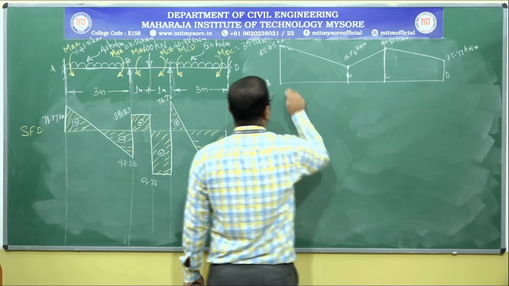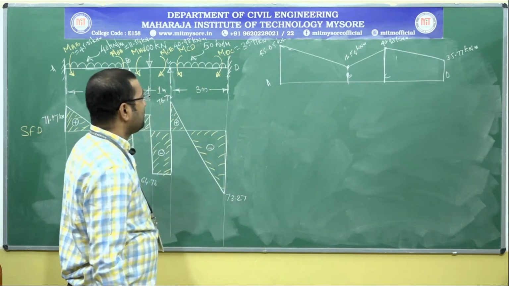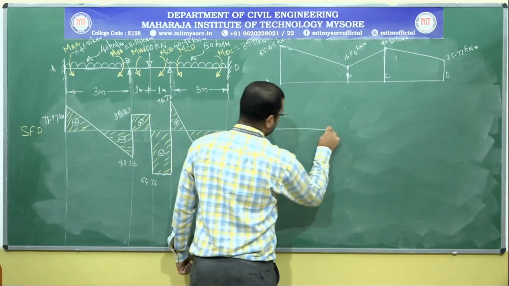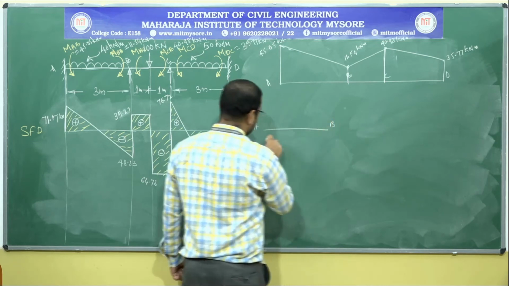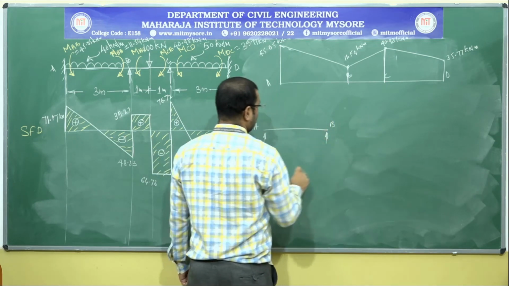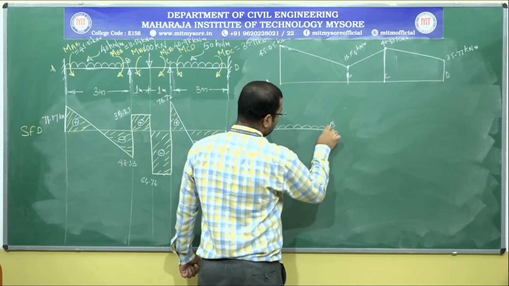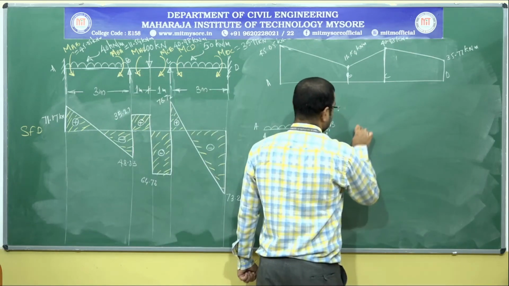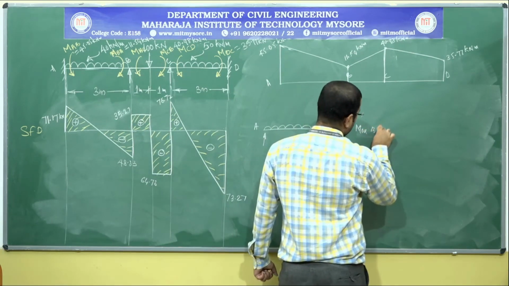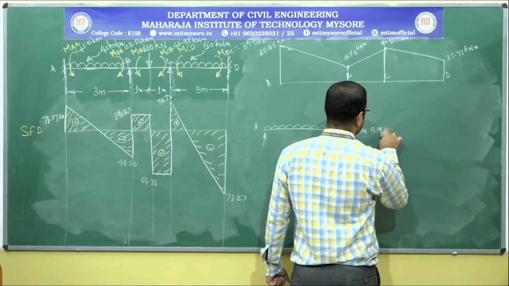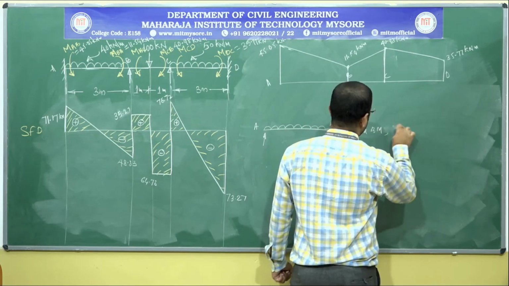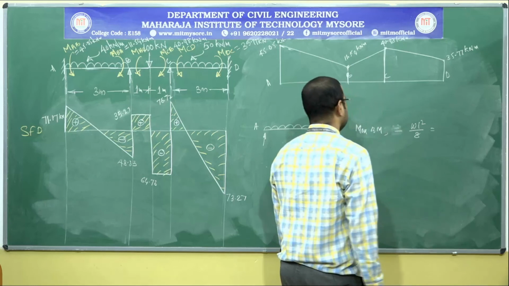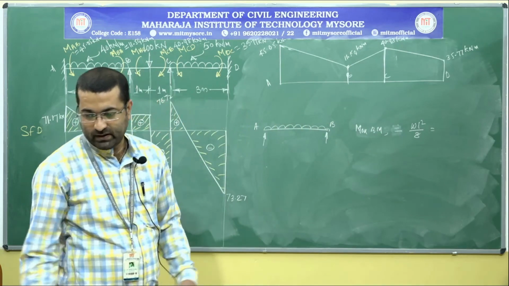So here what I will do, I will calculate the bending moment values if we are treating both the ends of the span as simply supported. That is, for example, for span AB, if I treat both as simply supported, then how much is the maximum bending moment at the mid span? So we can calculate the maximum bending moment as it is WL square by 8.